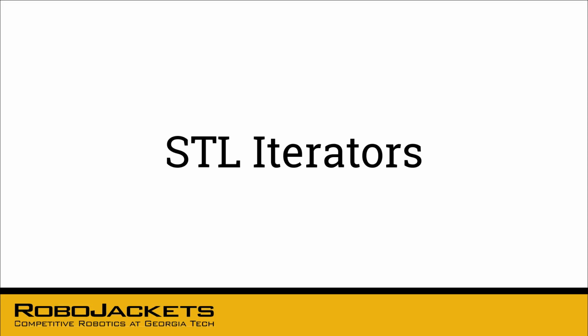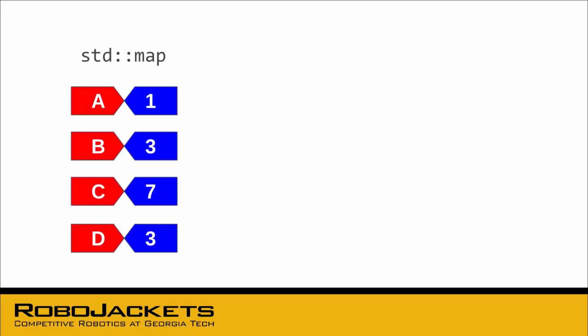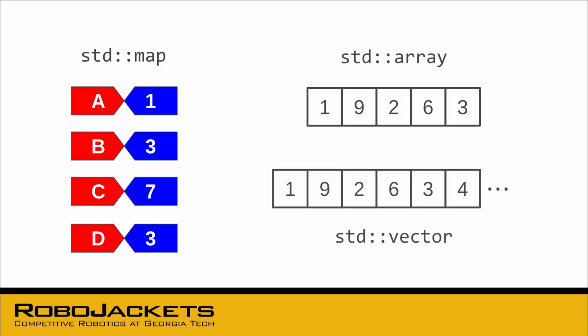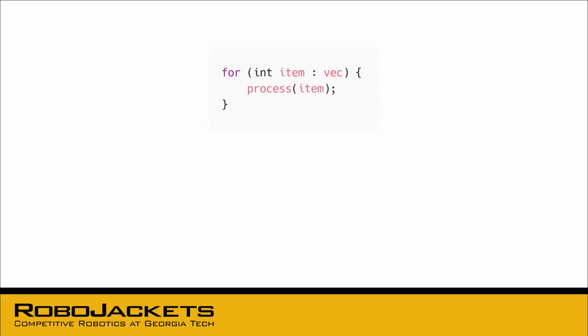So today we're going to talk about a general way of accessing all containers using a very similar interface in C++. So far you've seen a couple different containers. You've seen std::map, std::array, and std::vector. You've also seen how to iterate through these using the ranged for loop, as well as what that translates to, at least in the case of a vector.